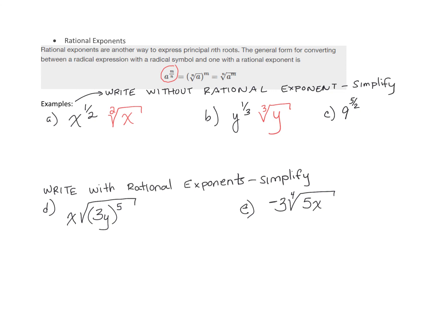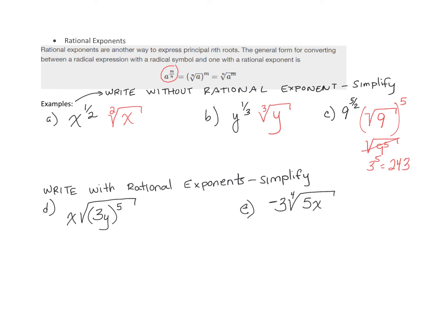Over here, 9 to the 5/2 is either the square root of 9 to the 5th or the square root of 9, all to the 5th. Now, I prefer the first one because I happen to know the square root of 9 is 3. So I'm going to work with this first one. And 3 to the 5th is going to give me 343, I believe. I'm checking myself. 243, excuse me.